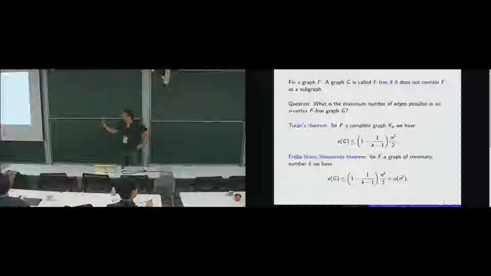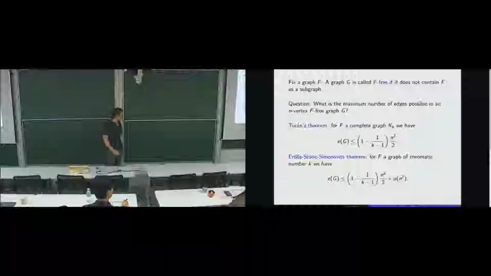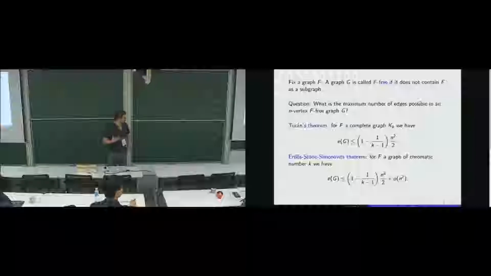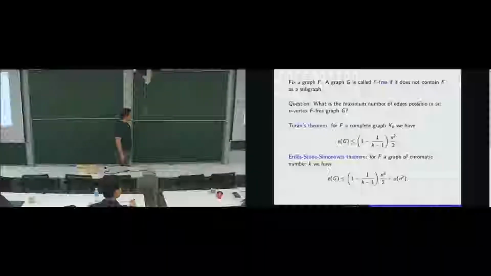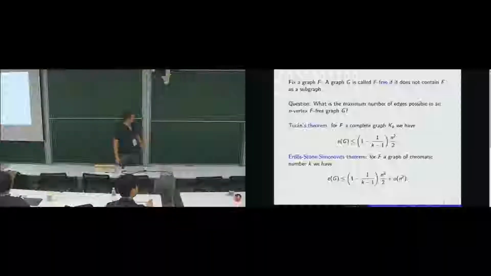Then there's this far-reaching generalization, the Erdős–Stone–Simonovits theorem, or sometimes I like to call it the fundamental theorem of extremal graph theory, because it's really fundamental. It says a lot, right? If you take a graph F, and it has chromatic number k, then the upper bound on the number of edges is approximately the same as if you only forbid a complete graph on k vertices. So the chromatic number is what's important here, not so much the structure aside from that. There is, of course, the error term, that little o of n squared.